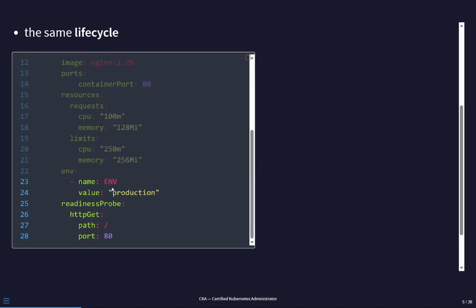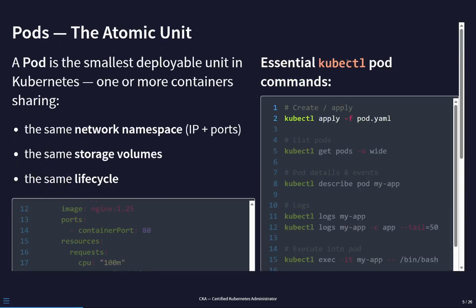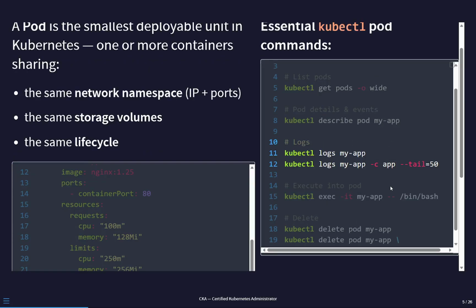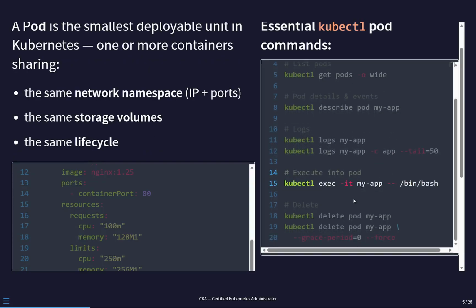Click. On the right, here are the essential kubectl commands for working with pods. kubectl apply -f pod.yaml to create or update. kubectl get pods -o wide to see which node each pod is on. kubectl describe pod to get events and detailed status. kubectl logs to read stdout. kubectl exec -it to get a shell inside the container.